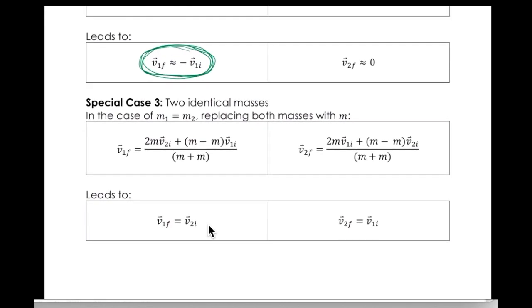Then special case number 3: if we have two identical masses, we replace our m1 and m2 with just m. It simplifies down into these two equations. The final velocity of the first object is going to equal the initial velocity of the second object, and the final velocity of the second object is going to equal the initial velocity of the first object. So they're basically passing on the momentum to each other.